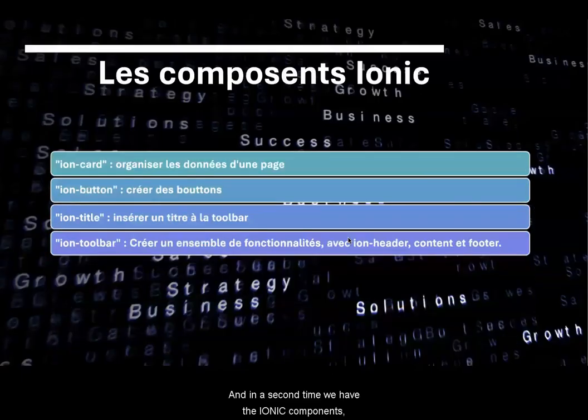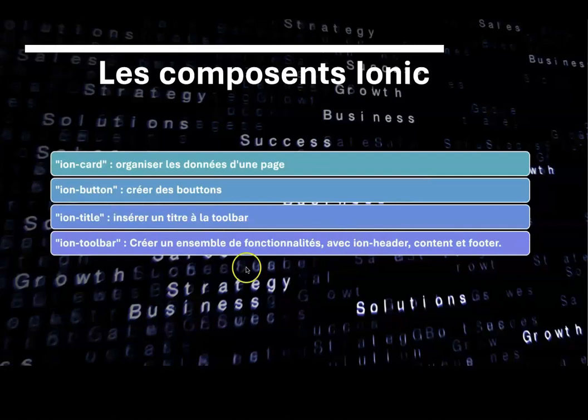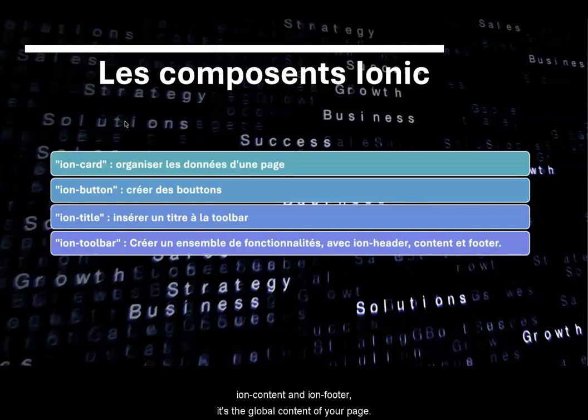In a second time, we have the IONIC components. A component is named first with ion at the beginning, then you put a dash and you will have directly the component. For example, you have ion-card in order to organize the data of a page. Also, you have ion-button for the insertion of buttons, ion-title, which allows you to insert a title to your toolbar, and ion-toolbar, which allows you to create a set of features, with ion-header, ion-content, and ion-footer. It's the global content of your page.